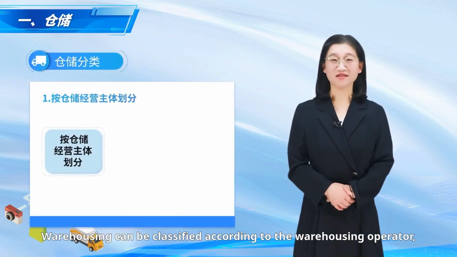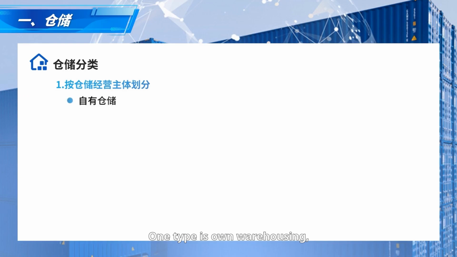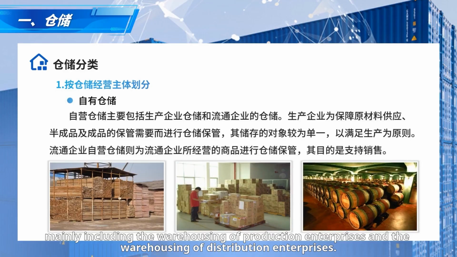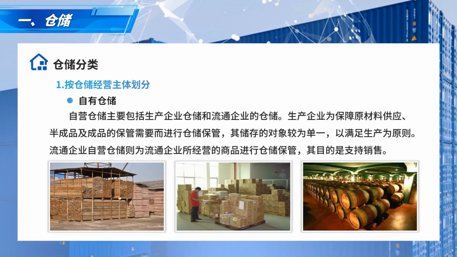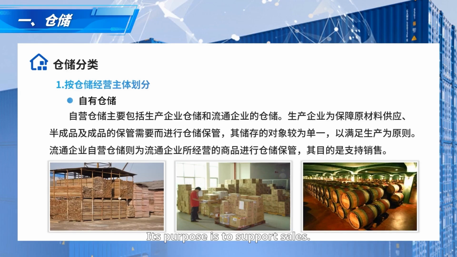Warehousing can be classified according to the warehousing operator into the following categories. One type is own warehousing, mainly including the warehousing of production enterprises and the warehousing of distribution enterprises. Production enterprises carry out warehousing to ensure the supply of raw materials and the storage of semi-finished and finished products. The objects stored are relatively simple, with meeting production needs as a principle. The self-operated warehousing of distribution enterprises is for the storage of goods operated by distribution enterprises. Its purpose is to support sales.